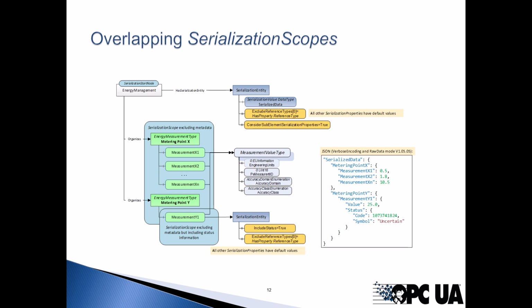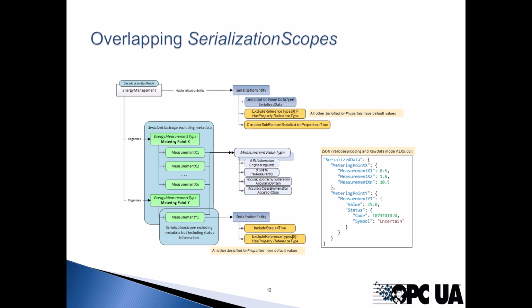The JSON snippet shows how the resulting serialization value structure data type is serialized using verbose encoding and raw data field encoding in a PubSub scenario. If the status code of the measurement y1 variable value is good, an empty status is generated by the encoder. If the status code is uncertain or bad, the status code and the corresponding symbol are generated by the encoder. In contrast, the status code of the measurement x1, measurement x2, and measurement xn variables values is never encoded into JSON.